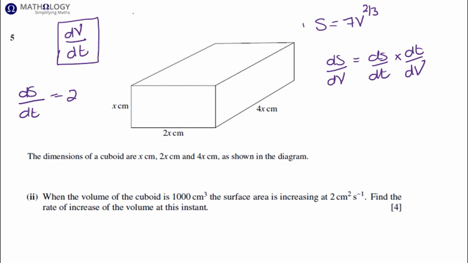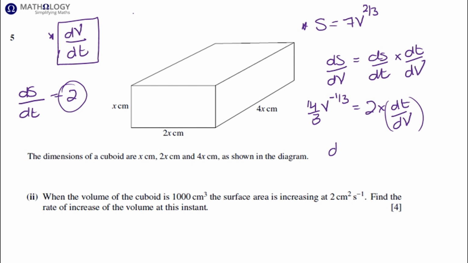So we need to find an expression for dS/dV. So that will be 7 times 2/3, which is 14/3 V to the 2/3 minus 1. So we have 14/3 V to the minus a third, and that equals dS/dt, which is 2 times dt/dV. Don't get too concerned about dt/dV. We are looking for dV/dt. We're just going to end up inverting whatever fraction we get. So the first thing we're going to do is divide both sides by 2 so that we get this expression dt/dV on its own.